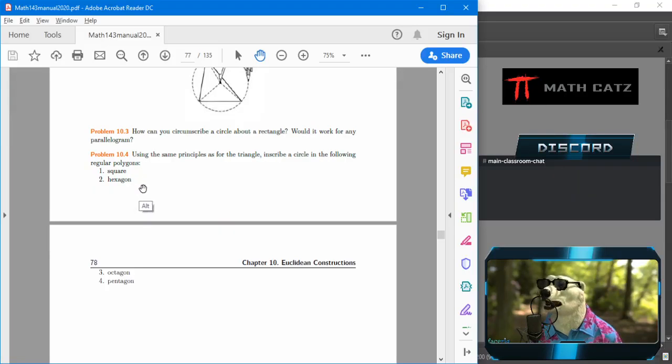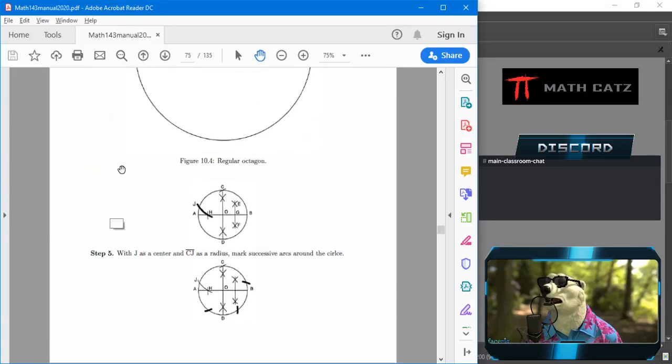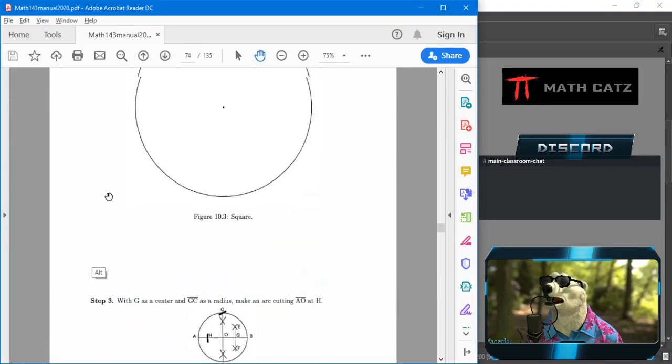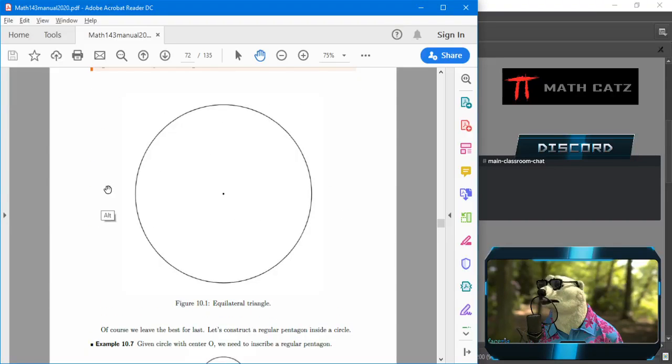I don't necessarily want to do these problems. It's more the exercises that we have done. So what have we done for the exercises? I'm looking.